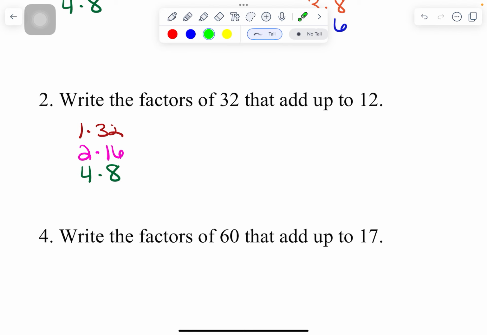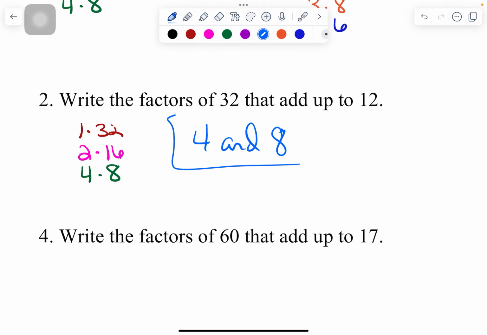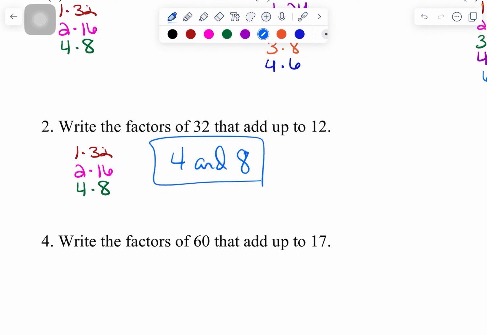Well, a 1 and a 32 is not going to make me 12. 2 and 16, absolutely not going to make me 12, which leaves us 4 and 8. And yes, 4 plus 8 is absolutely going to be 12. So that would be the factors of 32 that add up to 12.